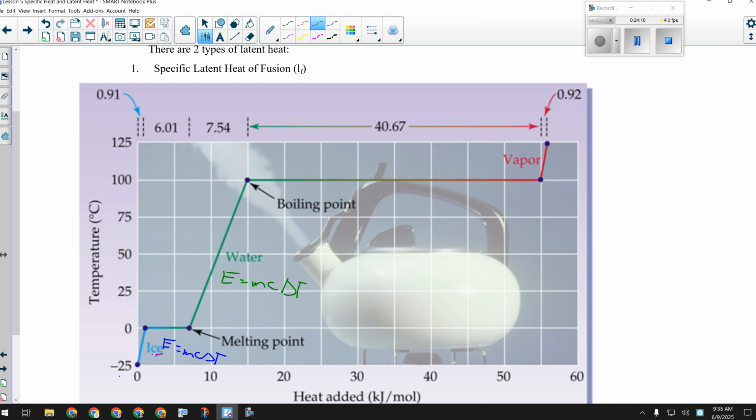The same would be true up here when it's in its vapor form or steam. If I continue to heat the steam, I'll change the temperature of the steam. I'll make the steam hotter, and I can use that formula there. So what I would suggest right now, guys, is you draw that picture of the water curve and put those formulas in there. Anywhere where the line is going up, it's diagonal, you can use E equals mc delta T to calculate the amount of energy.